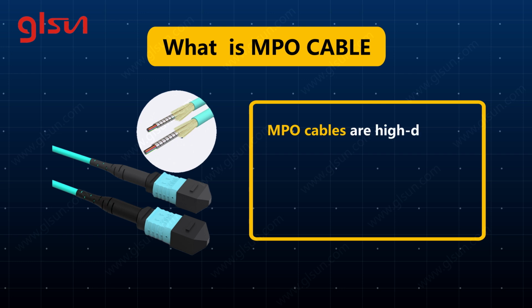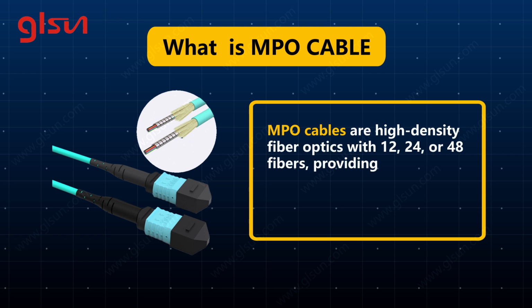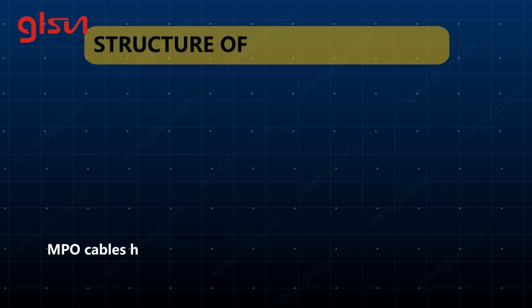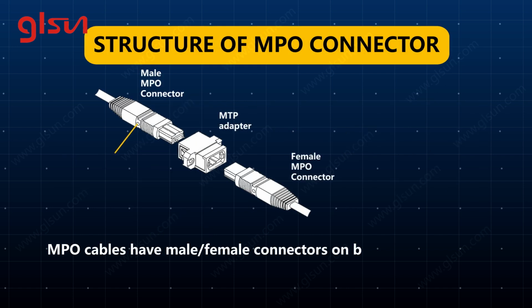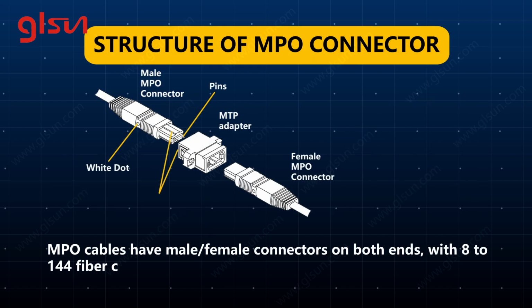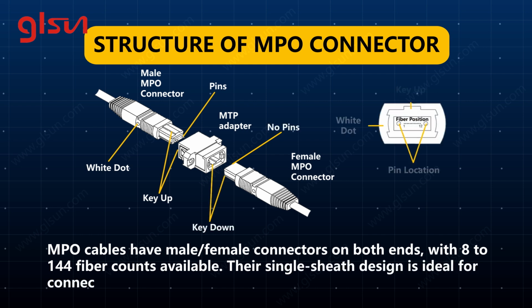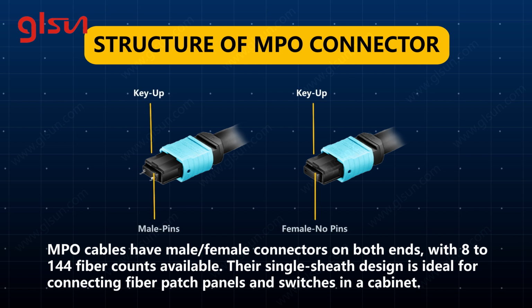MPO cables are high-density fiber optics with 12, 24, or 48 fibers, providing fast, reliable connections for data centers, telecom networks, and similar environments. MPO cables have male, female connectors on both ends, with 8 to 144 fiber counts available. Their single-sheath design is ideal for connecting fiber patch panels and switches in a cabinet.